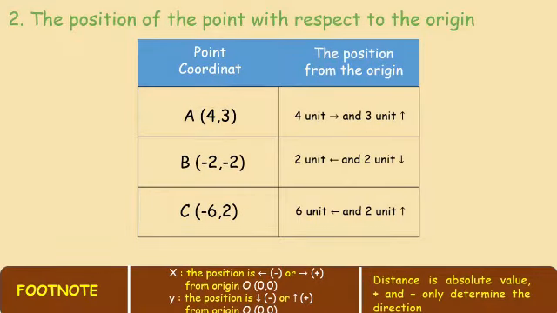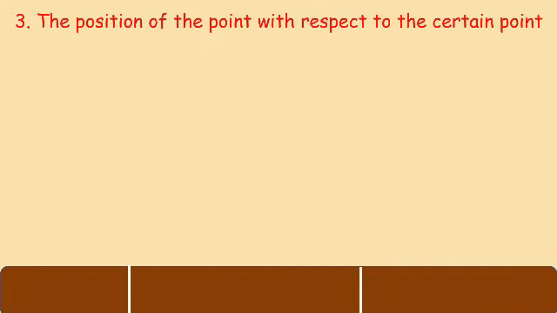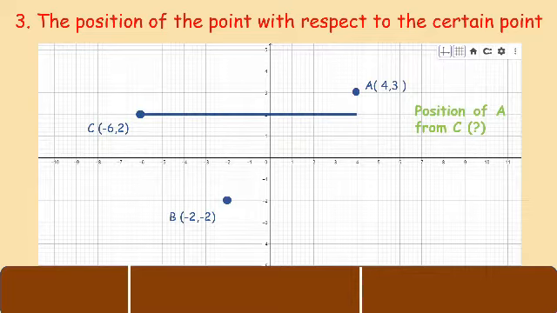Good job! Let's go to the next topic. The third topic is the position of the point with respect to a certain point. Previously, we have 3 points A, B, C. Where is the position of point A from point C? The position of point A from point C is 10 units to the right and 1 unit up.